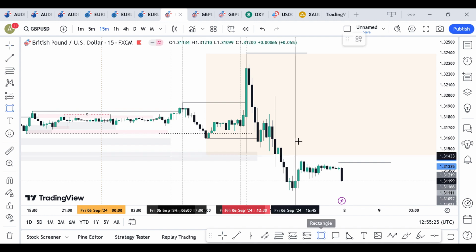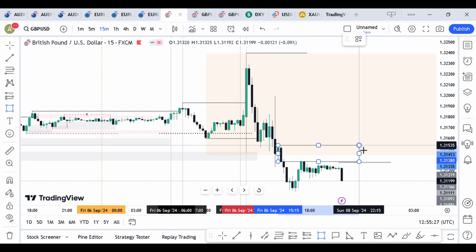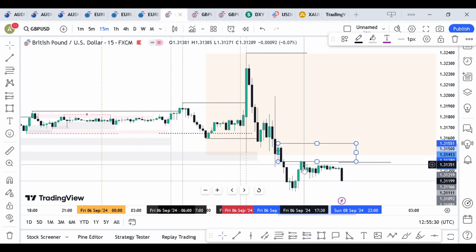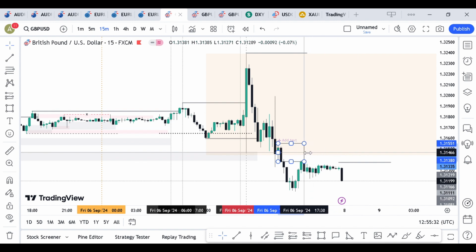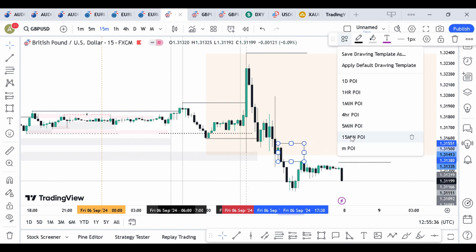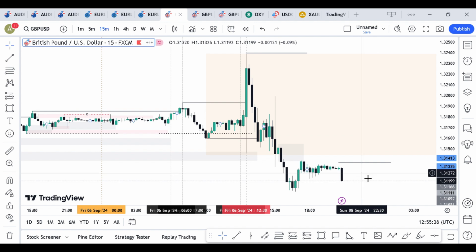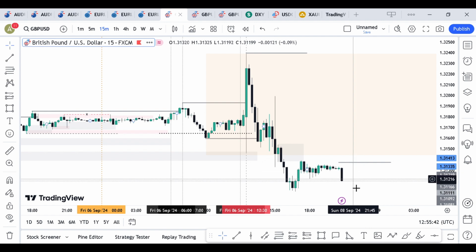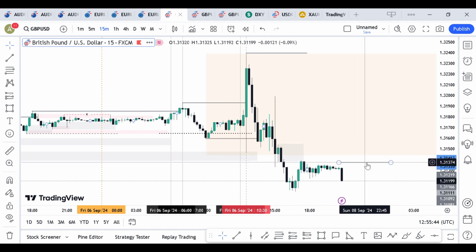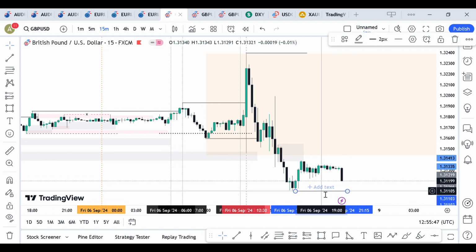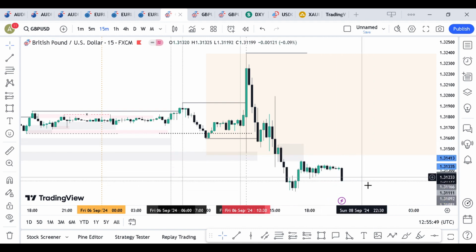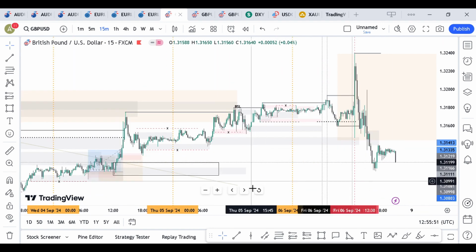And for now, I just want to mark this as my supply area, expecting price to at least come there. But as you can see, it already touched this high. This pullback, I'm going to mark as my 15 minute POI. And I think I can't mark this low as my low. But what I know is that price is on a downtrend on the GBP/USD.